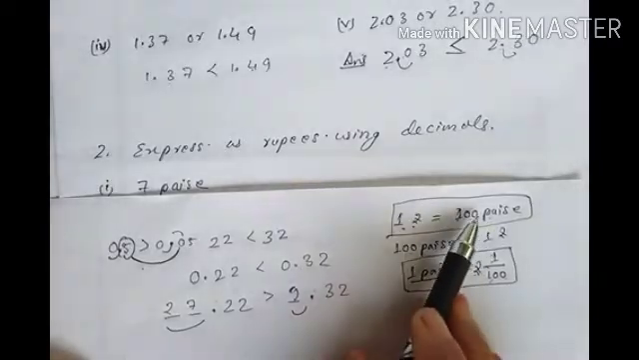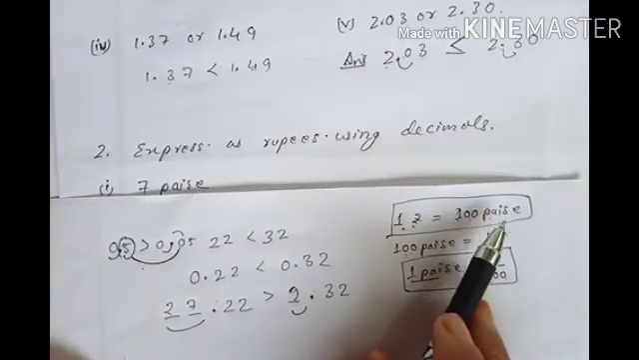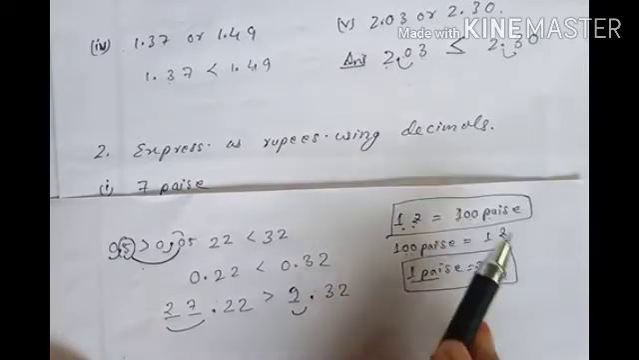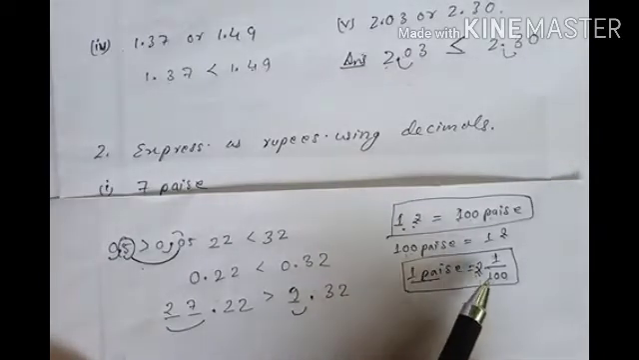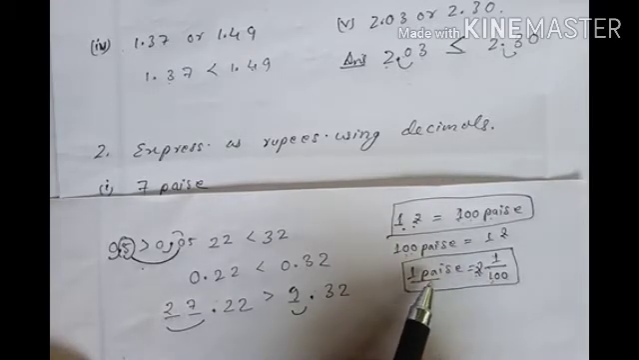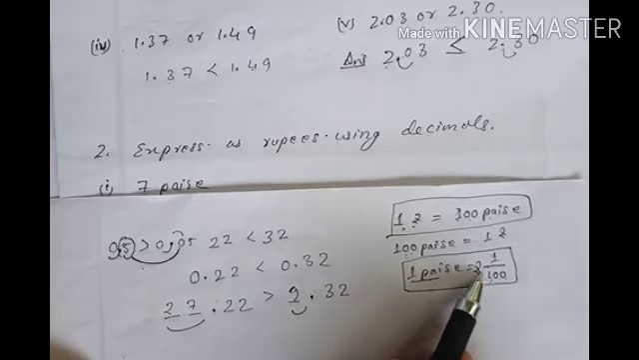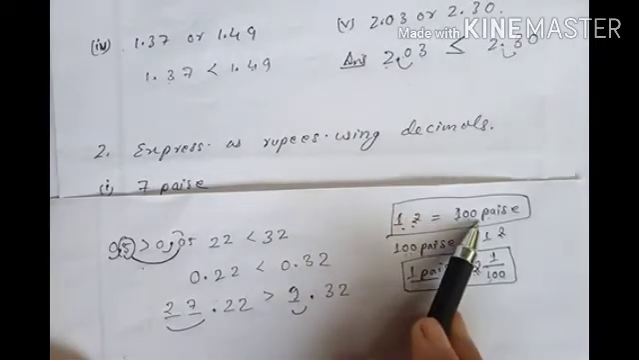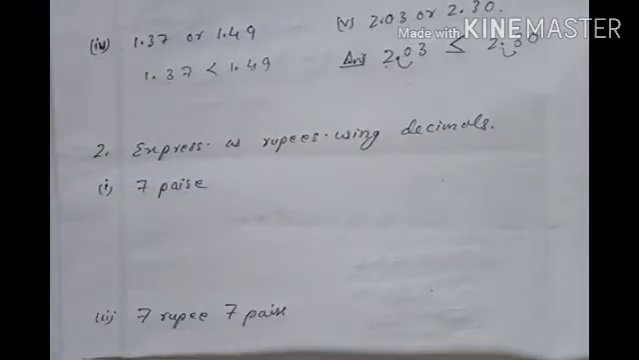1 rupee is equal to 100 paisa. Means if you will convert big to small, then you have to multiply with 100. And now paisa you have to convert to what? Rupee. Now paisa is smaller than rupee. So if you will convert small to the bigger figure, then you have to divide with their difference. What is their difference? It is 100 paisa.